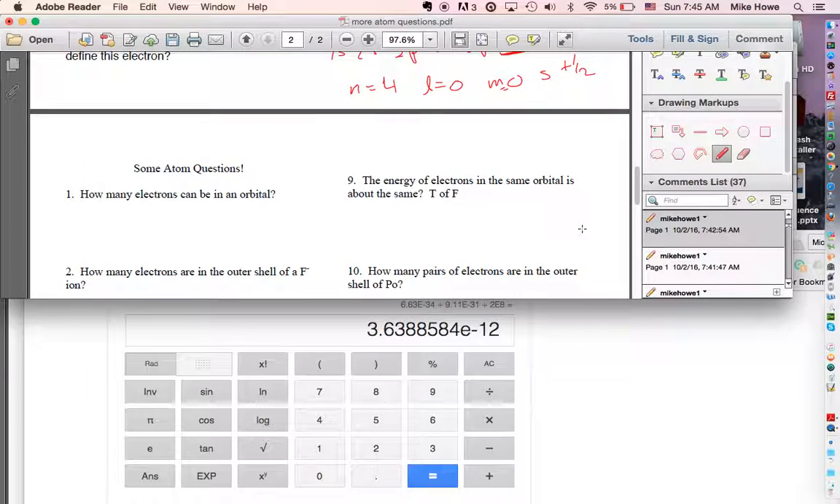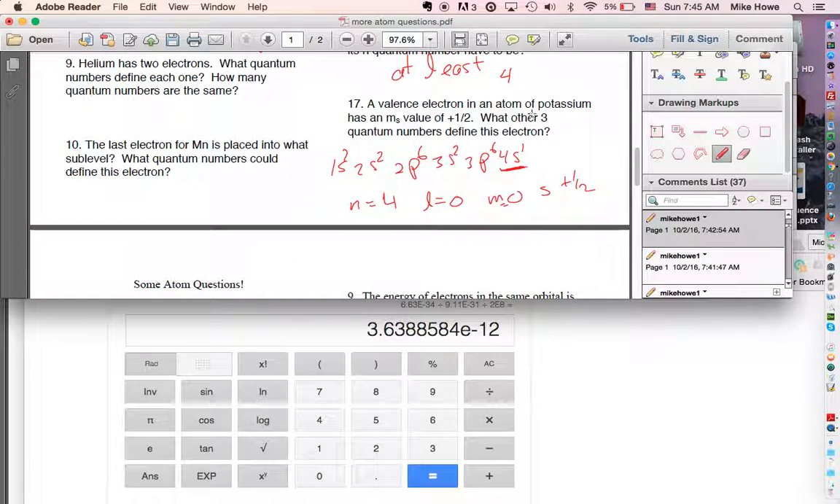I think I'll go through this next sheet real quickly on a separate video. So we'll stop this one. I'll plug my battery in.